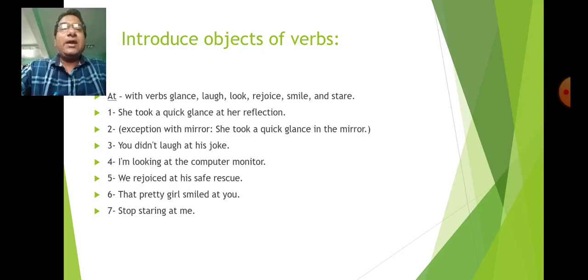You did not laugh at his joke. I am looking at the computer monitor. We rejoiced at his safe rescue. The pretty girl smiled at you. Stop staring at me. The preposition is single, but the usage is varied. You must use them in your sentences in the correct way, not just anywhere you use at, in, of, upon, etc.